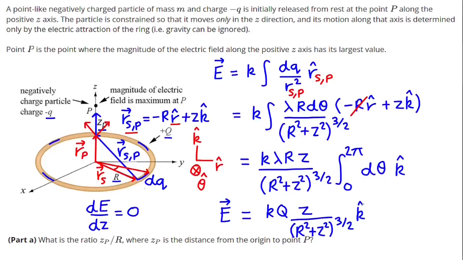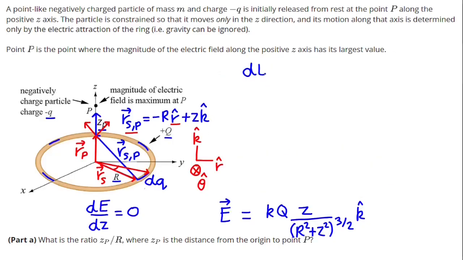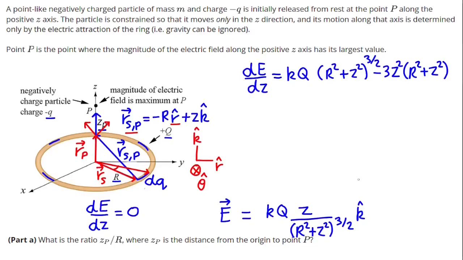So now let's remove this. Taking the derivative of the magnitude of E with respect to z, we get kQ, which are constant, and using the quotient rule, we have the low term being r squared plus z squared to the 3 on 2, times the derivative of the high term, which is 1, minus the high term, z, times the derivative of the low term, which gives 3z times r squared plus z squared to the 1/2. And that's divided by the square of the term in the denominator.